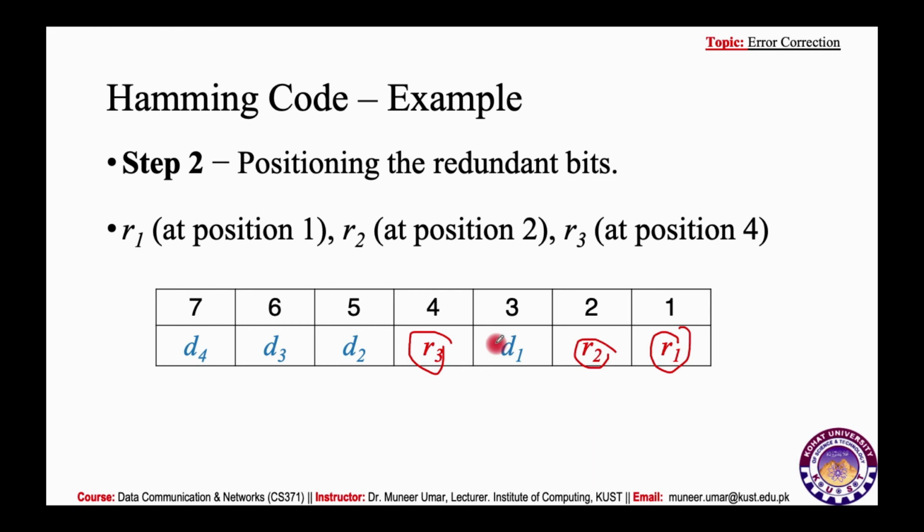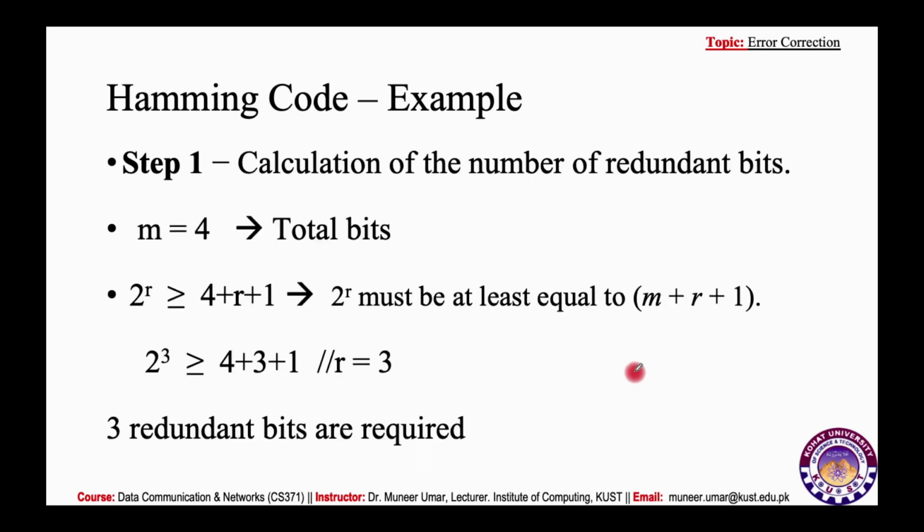So if we look into this block here, we have 4 bits received, and with these 4 bits we have three redundant bits or parity bits. So with the help of these 3 bits, we can judge the status of these 4 data bits, and if there exists any error, then that error can be corrected with the help of these bits.